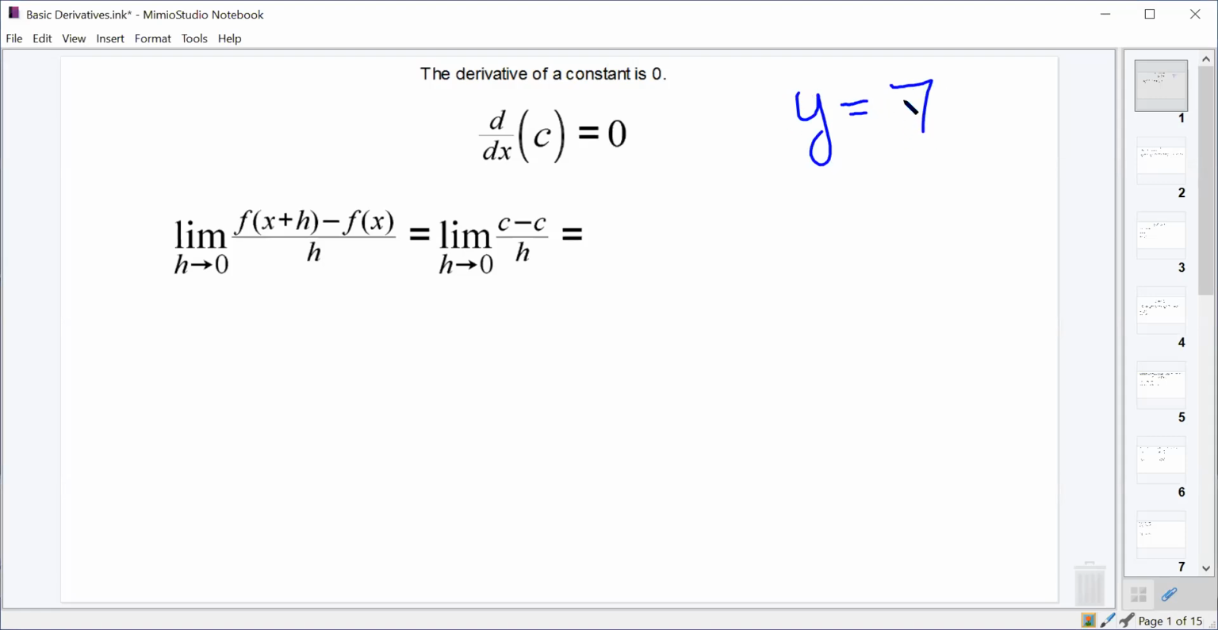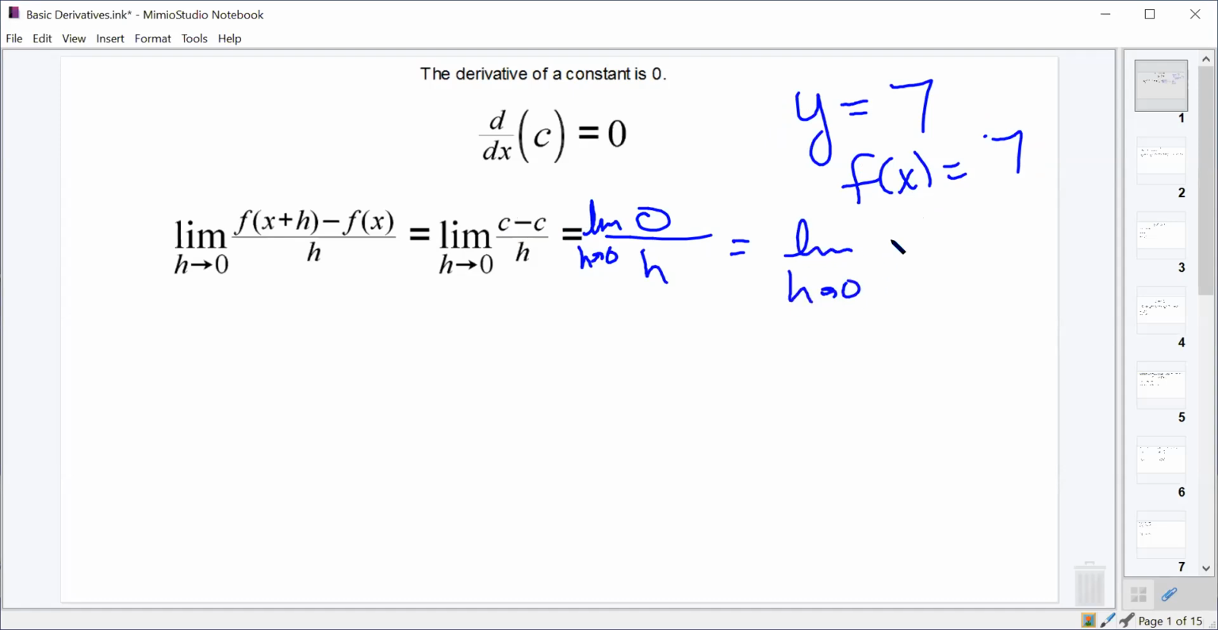Well, when I have my function f of x equals 7, and I plug in x plus h for every x, what do I still have? I still have that constant, right? I still have 7. And f of x is 7, so this becomes 7 minus 7, or just 0, over h, the limit as h approaches 0. And we can simplify 0 over h into the limit as h approaches 0 of 0, which is 0. Does that make sense? Why the derivative of a constant should be 0?